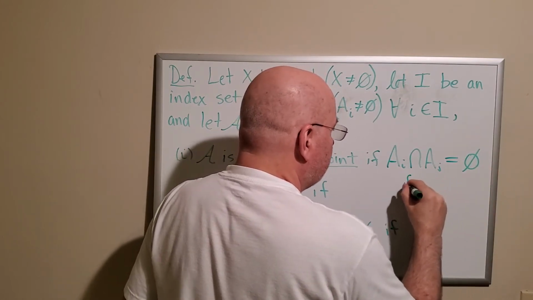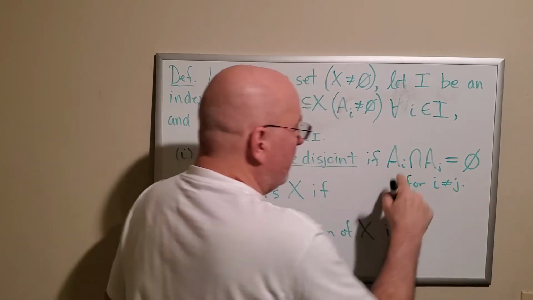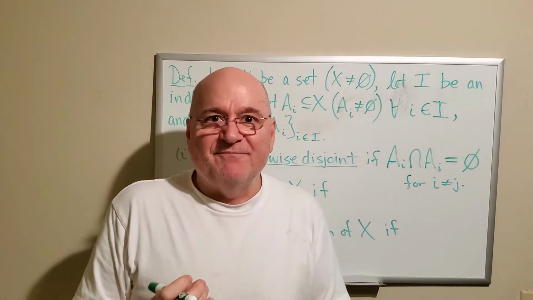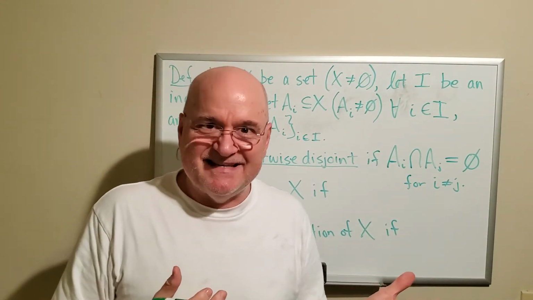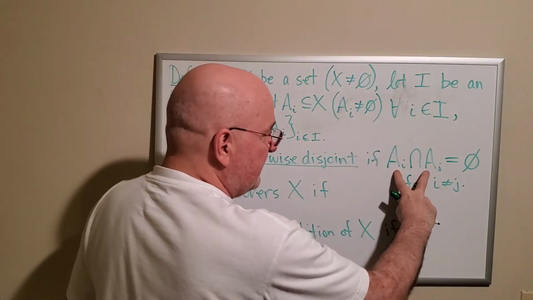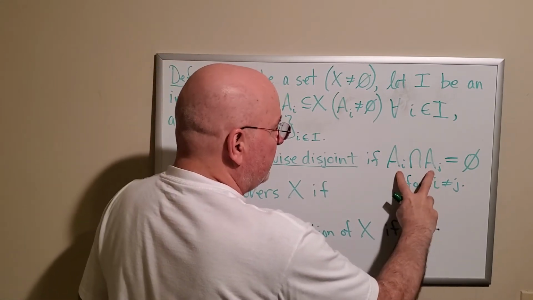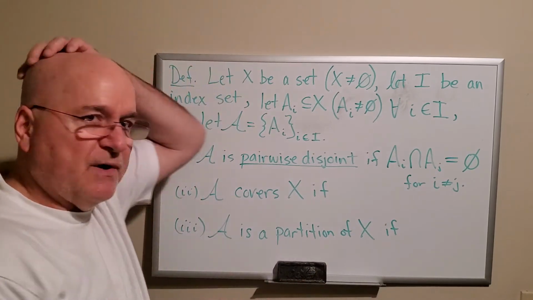Whenever, let me say, i is not equal to j. Obviously, if i and j are the same number, A2 intersect A2 gives you A2, and that's not an empty set. So we have to specify that any two distinct sets taken out of the collection, meaning i and j are different, A sub i intersect with A sub j is the empty set. That's pairwise disjoint.